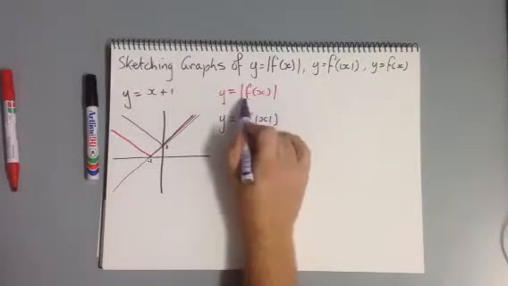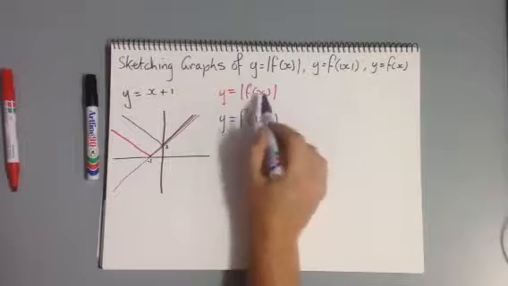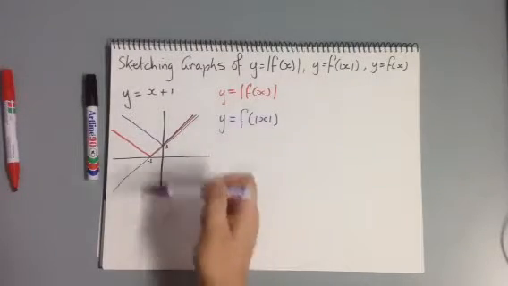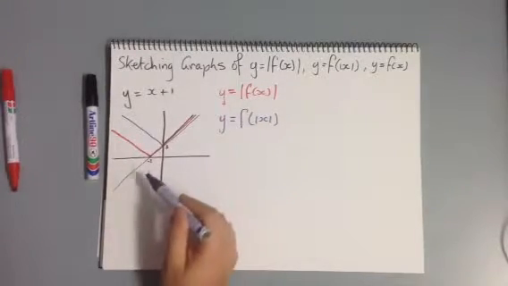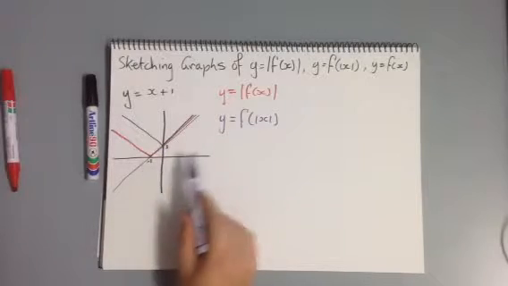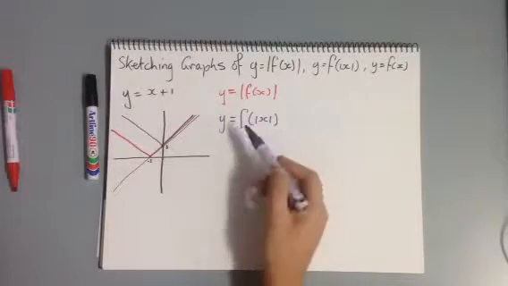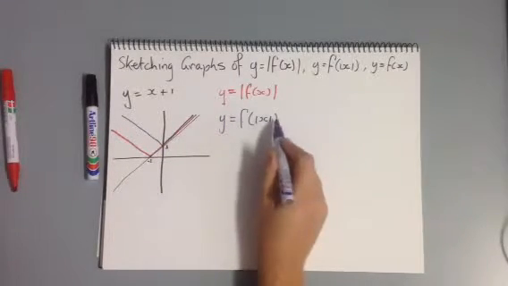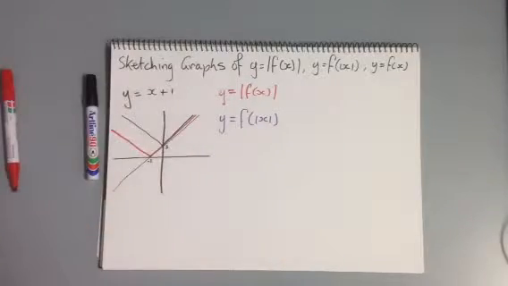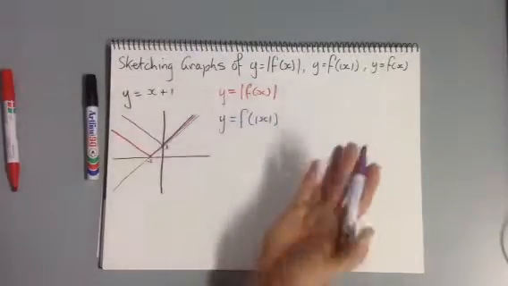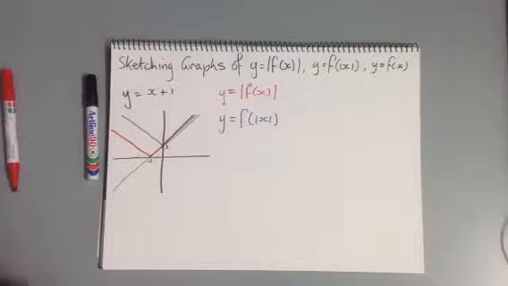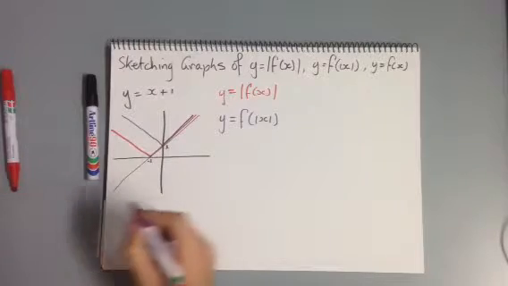So when we have our y equals the modulus of f of x, we reflect what's below the x-axis in the x-axis, and for y equals f of the modulus of x, then we reflect in the y-axis. So anything on the right-hand side gets reflected in the left-hand side. Okay, and we can talk about that a little bit more formally.